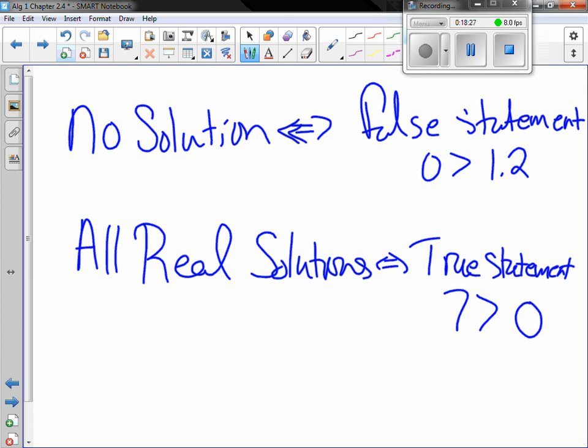Now, with these false and true statements, one of the key features is that there are no variables. So hopefully you notice with these two here, there aren't any variables left. We don't have n is greater than 7 or 7 is less than x. There's no variables left. 7 is greater than 0. That's just a true statement. There's no case, there's no point where 7 is not going to be greater than 0, correct? I mean, it just won't happen.